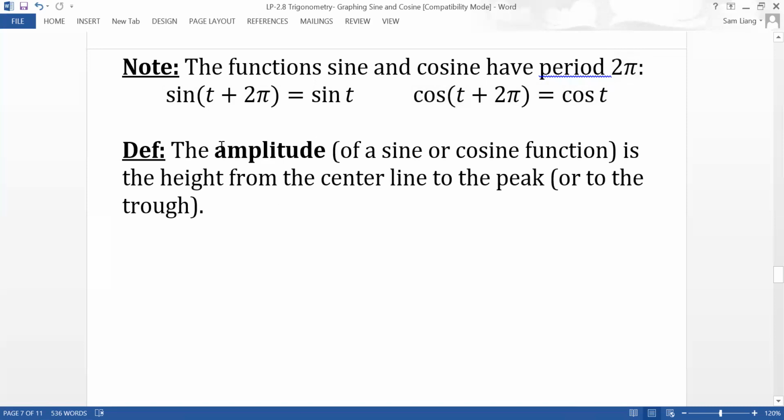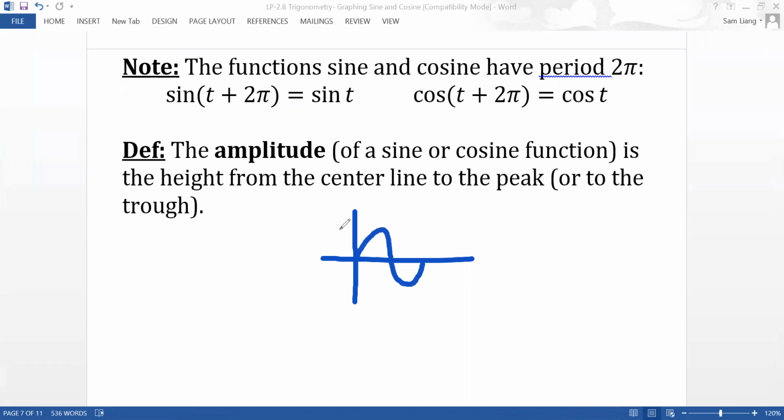Next definition is the amplitude of a sine or cosine function is the height from the center line to the peak or to the trough. Trough is just a fancy word for the minimum. Let me just draw that here. So let's say you had a sine function. Sorry, not drawing to scale, but you get the shape.